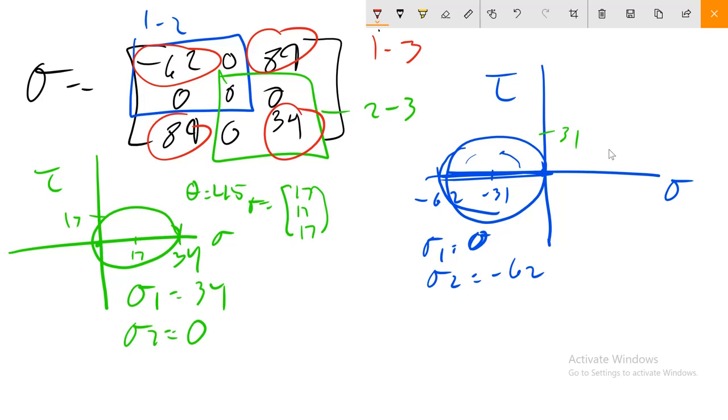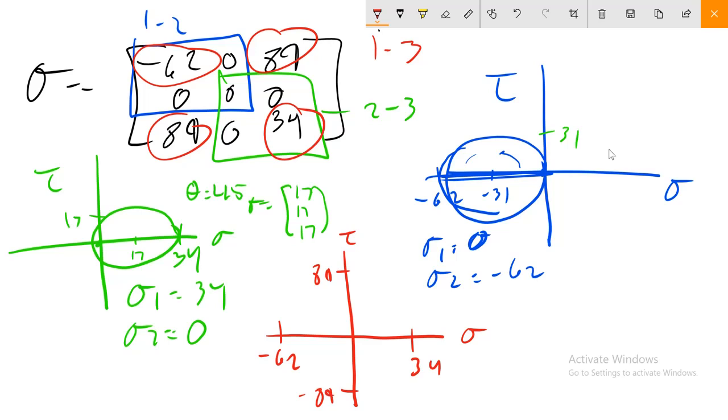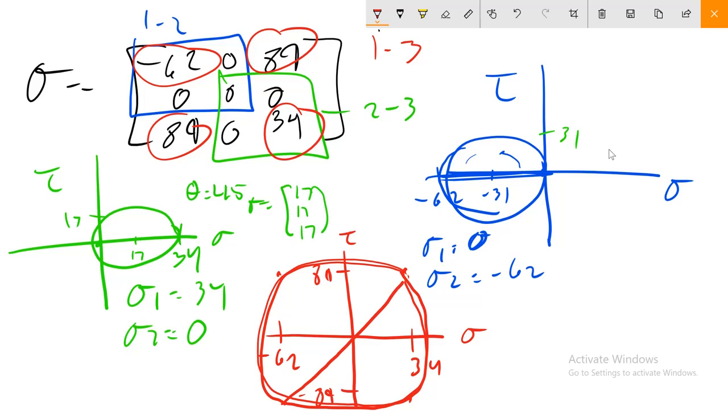So now let's look at this one. It's a little bit tougher. I should have given myself much more room. So tau, and then this is my sigma. I have values at minus 62, at 34, and then 89, minus 89. So I have points here, here, here, and here. And I go around here, and I could look at this here. If I draw my point, I don't know if 0 is actually going to be my center. So I have a point here, I have a point here.